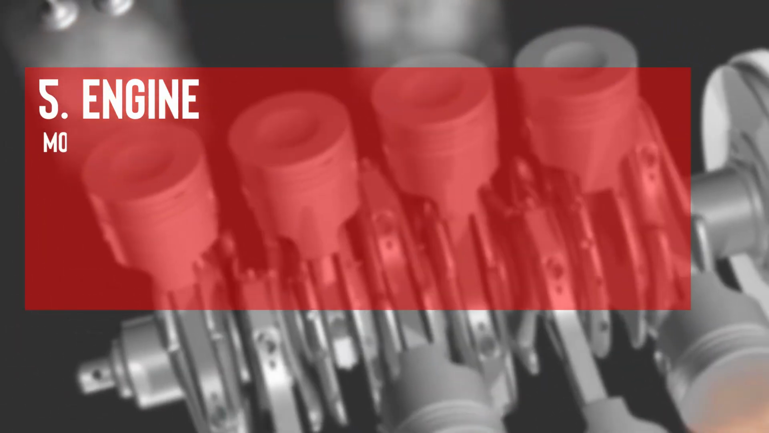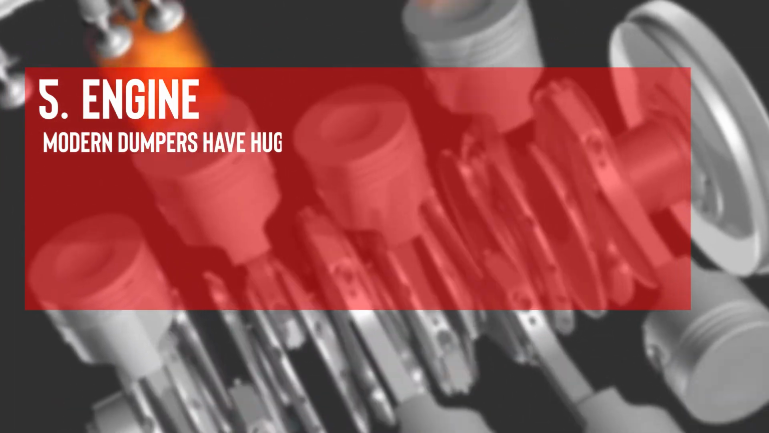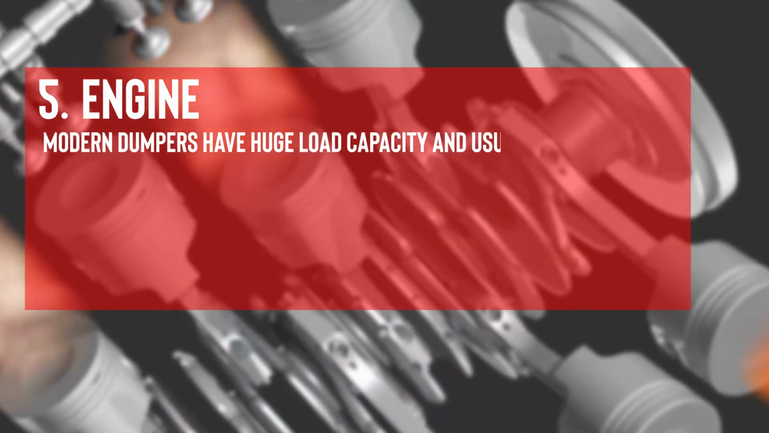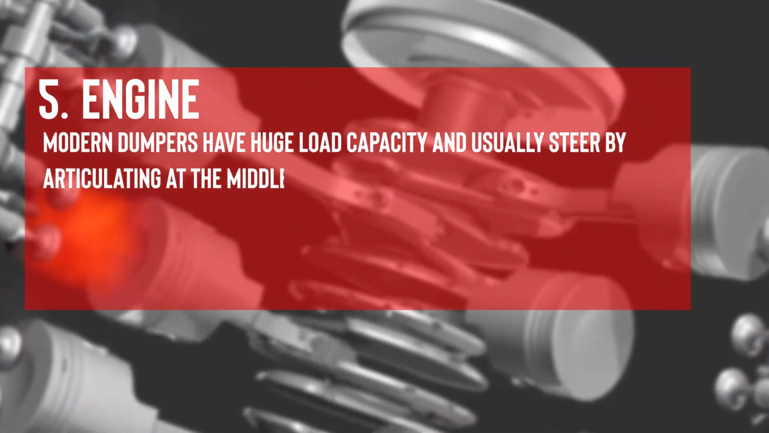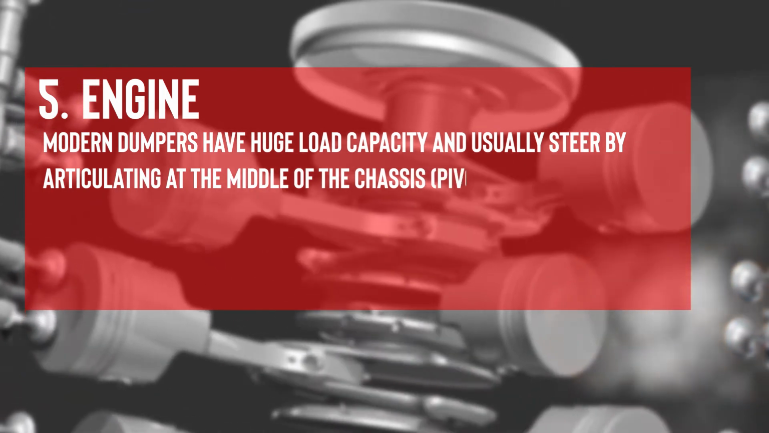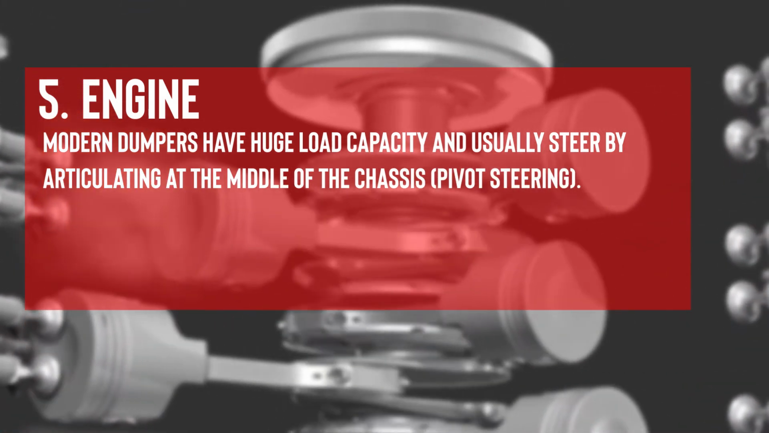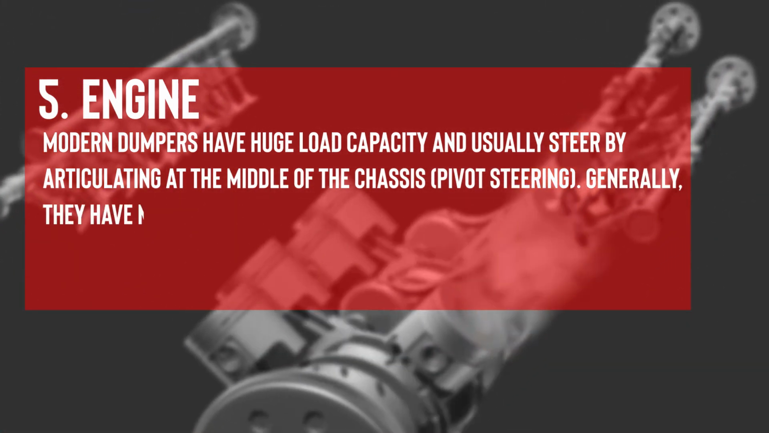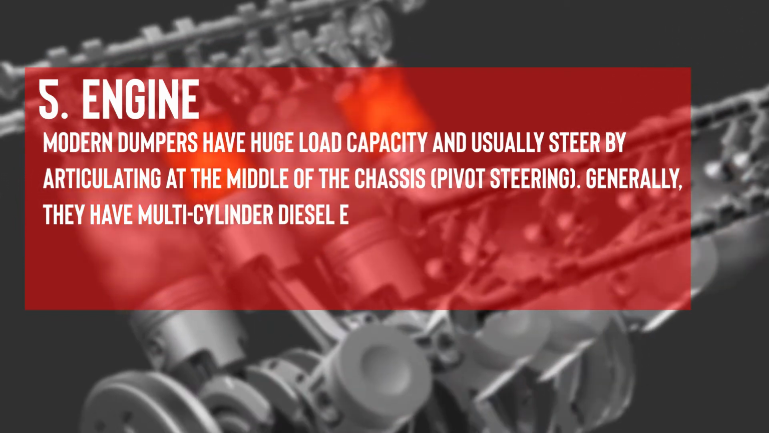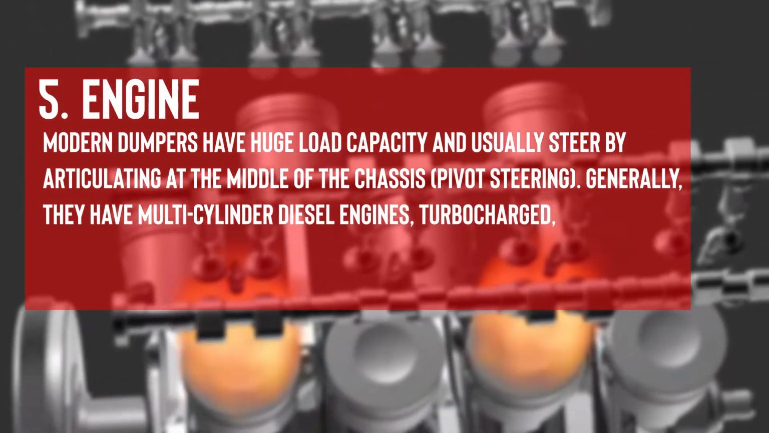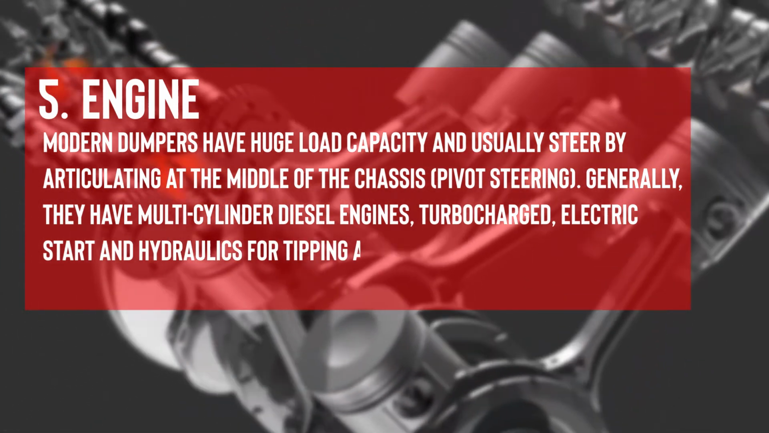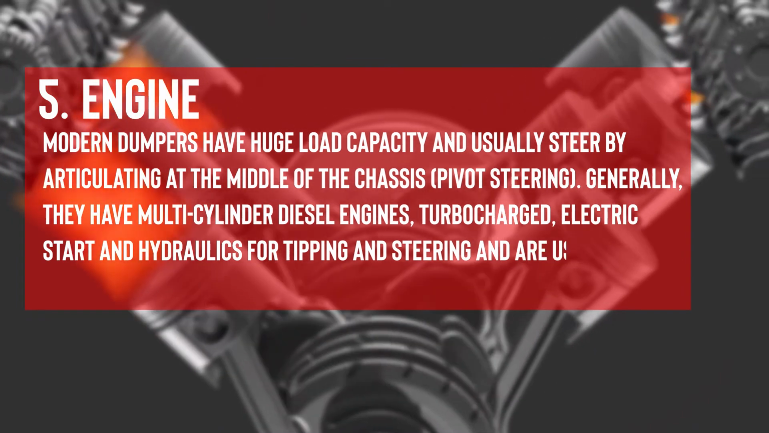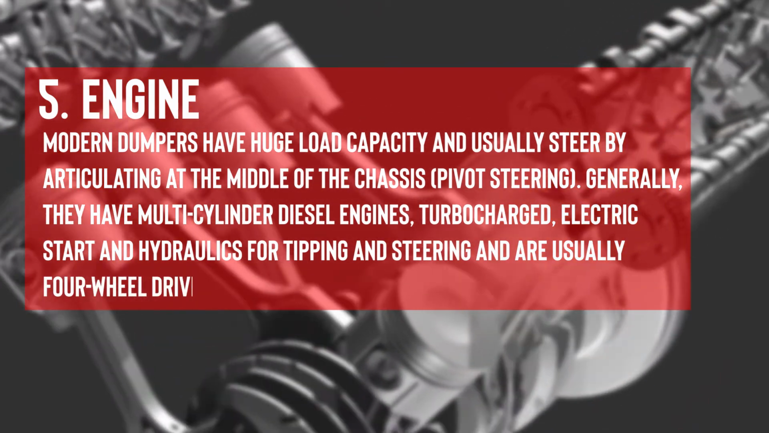Number 5. Engine. Modern dumpers have huge load capacity and usually steer by articulating at the middle of the chassis, that is pivot steering. Generally, they have multi-cylinder diesel engines, turbocharged, electric start, and hydraulics for tipping and steering, and are usually 4-wheel drive.